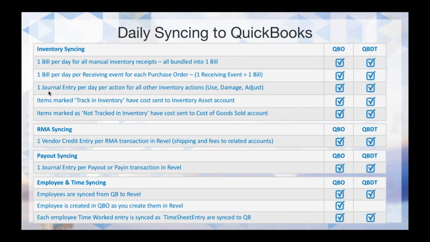We have items that are tracked in inventory have cost sent to inventory asset account. Items that are not tracked in inventory have cost sent to cost of goods account. These are all still journal entries that would take place every single day. RMAs now sync as well. So you can create vendor credits by creating an RMA in Revel. That would pass over to QuickBooks, again, to the corresponding vendor once created and finalized.